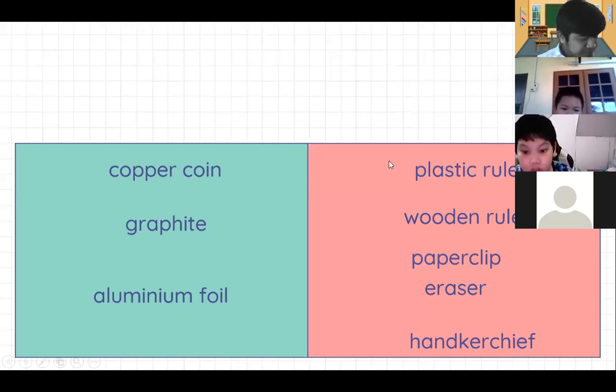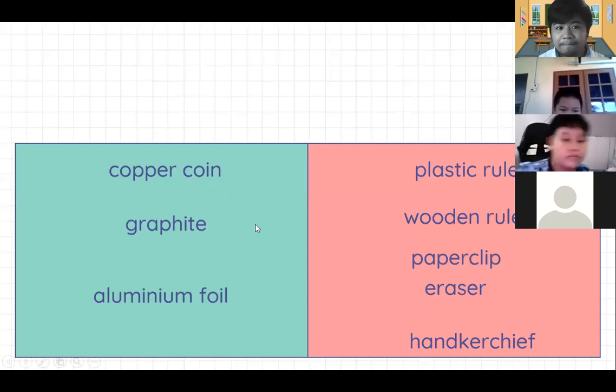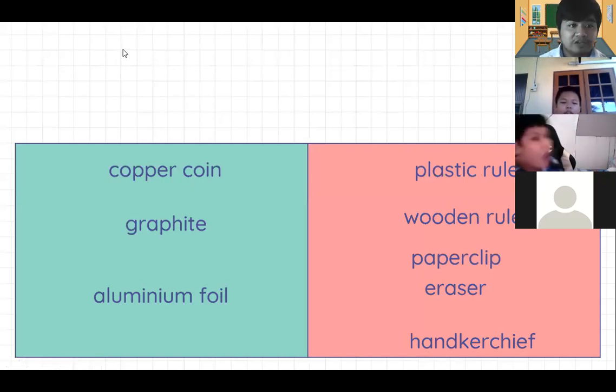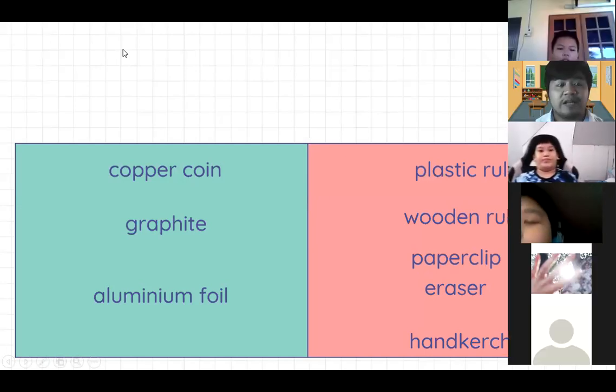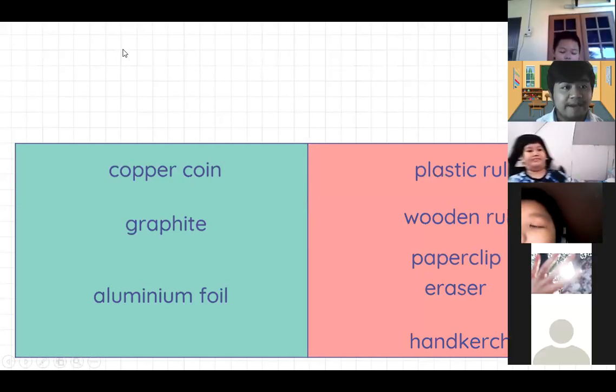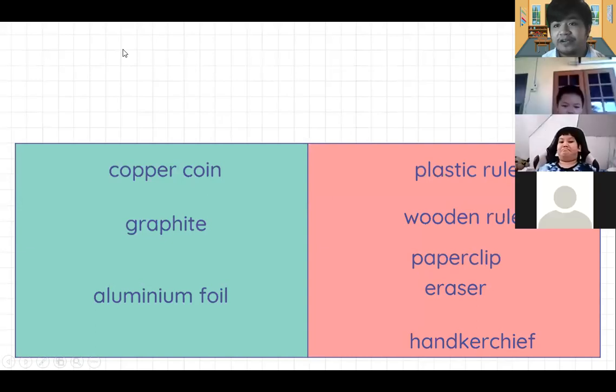So here we have the different examples of insulators and conductors. For conductors, you can see copper coin, graphite, aluminum foil, and metal paper clip. All right. So all those four are examples of metals, and metals are good conductors. Whereas plastic, wood, rubber, and cloth are not good conductors of electricity. So they are called insulators. Okay? Do you understand?